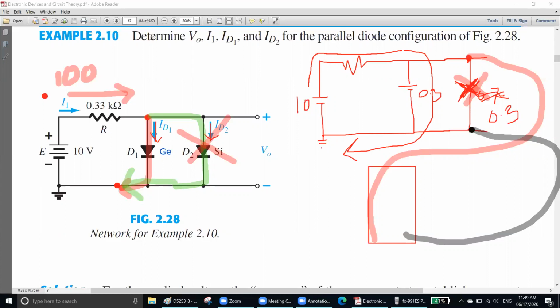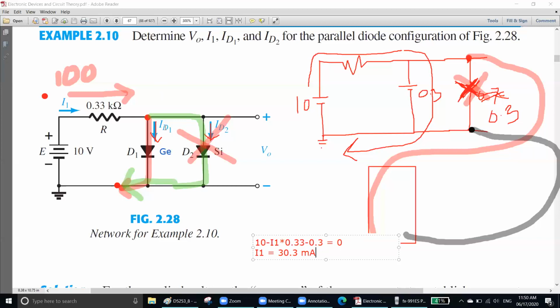So now let's do the math again. 10 volt minus I1 into R1 minus 0.3, not 0.7, remember. From there, you will have I1 equal to 10 divided by 0.33. It is 30.3 milliampere. That is your current.